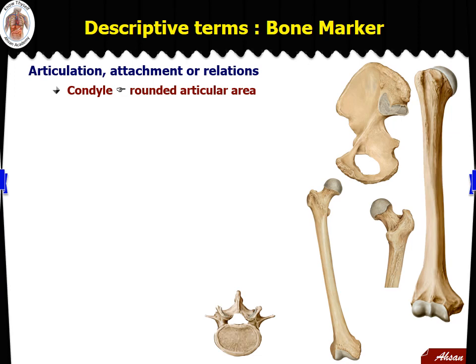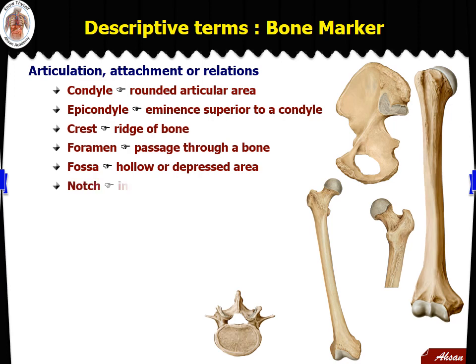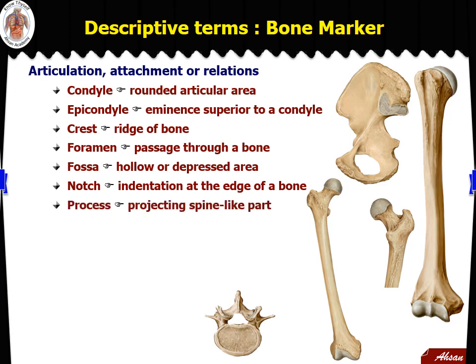Condyle means a rounded articular area. There is a large rounded articular area at the lower end of the femur, which is the condyle. Epicondyle is an eminence just close to the condyle, on the surface of the condyle. This is a crest, a ridge of the bone. Foramen means a passage through the bone. A fossa means a hollow or depression on the surface. A notch is an indentation at the edge of the bone, with sharp margins. A process is a projecting spine-like part. A spine has a thorn-like tip.